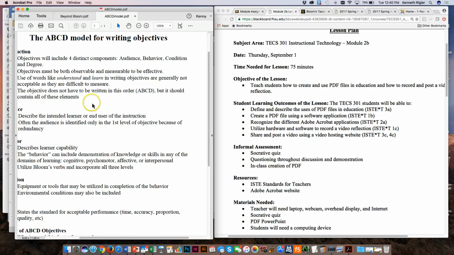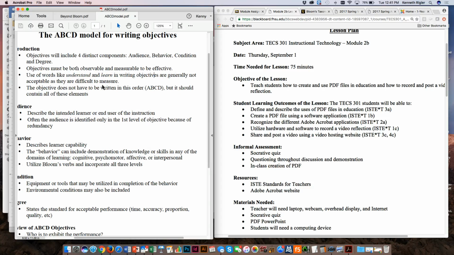The use of words like understand and learn or to know are generally not acceptable. So an outcome that says students will understand the U.S. Constitution, what's wrong with that? You're not supposed to use the word understand. Why not? How do you measure understand? Or students will know about the U.S. Constitution. Well, how do you measure that? That's why you don't use understand or know or learn in an outcome.